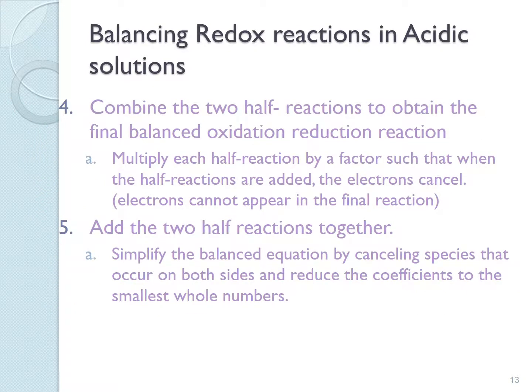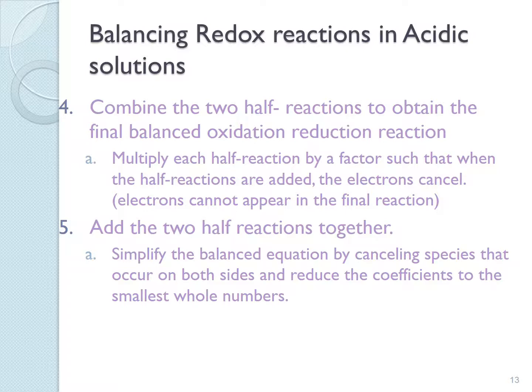Then what we need to do is combine the 2 half reactions to get the final balanced reaction. However, we have to make sure that the number of electrons are the same: the total number being oxidized and the total number being reduced. So we might have to multiply each half reaction by a factor to get the total number of electrons to be equal within the two half reactions.